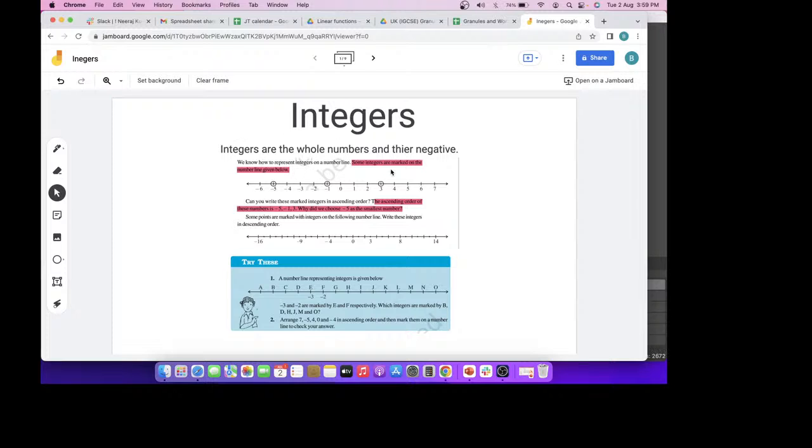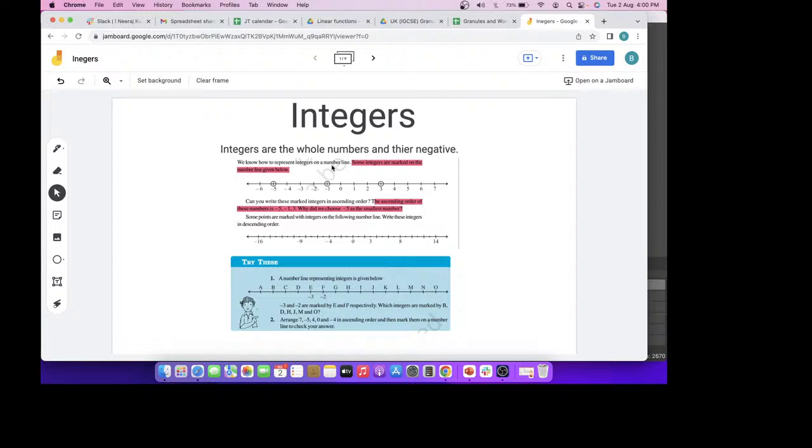are the whole numbers and their negatives. So you must all know about whole numbers. You must have learned about these in your previous classes. So whole numbers are the numbers that start from 0. So 0, 1, 2, 3, 4, 5, 6.